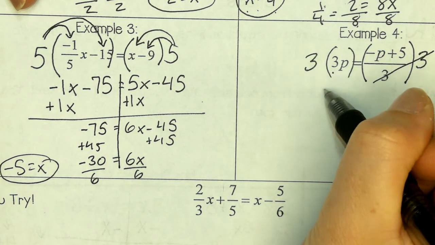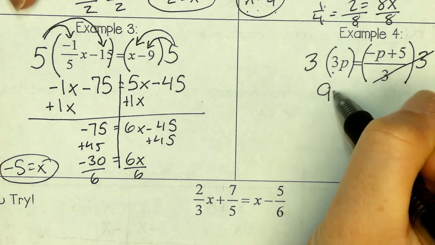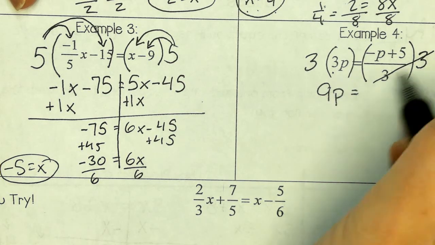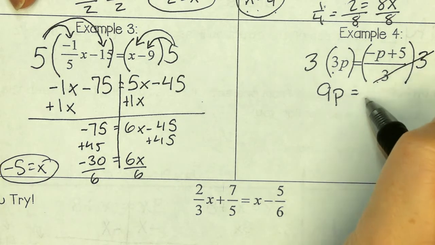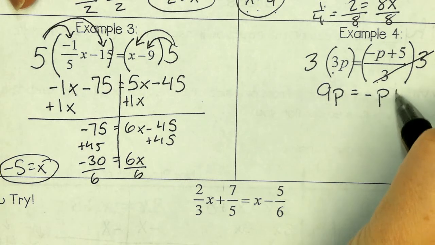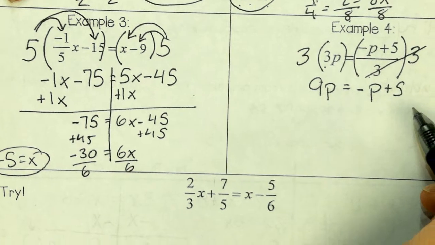3 times 3 is 9 times p. These cancel. We're not distributing that 3. This is 3 divided by 3. They cancel. And we have negative p plus 5 left.